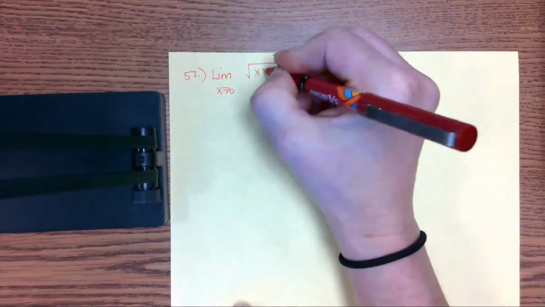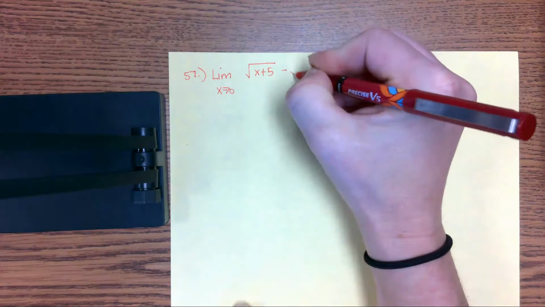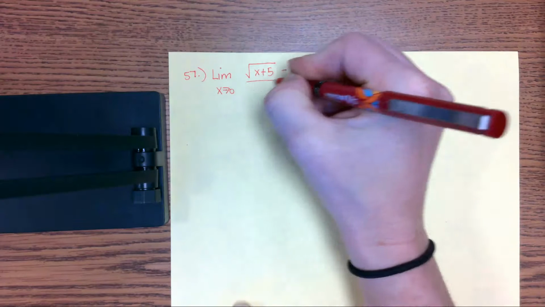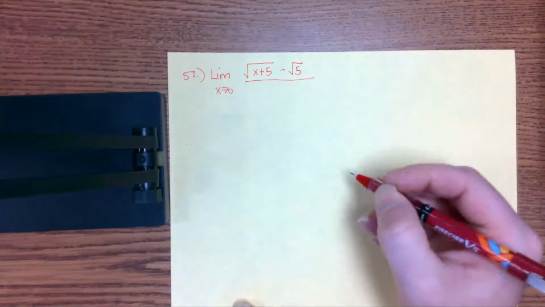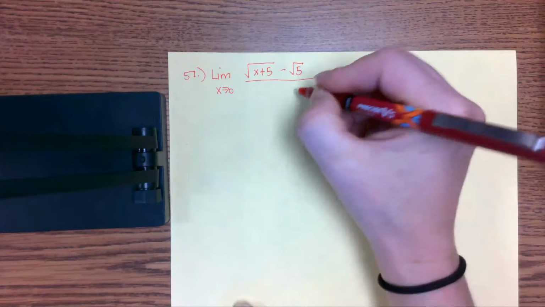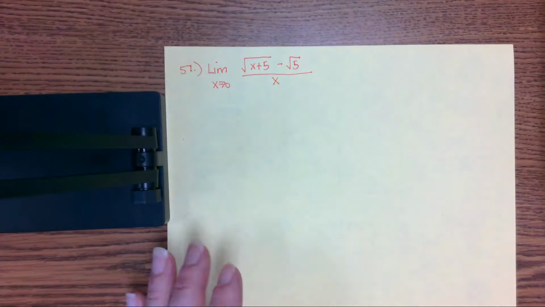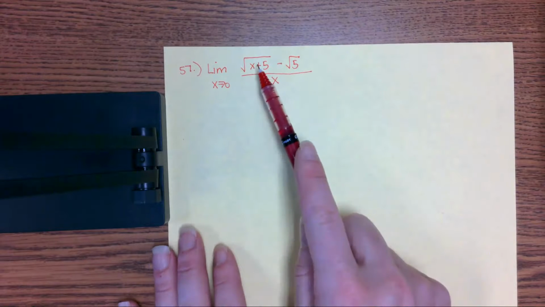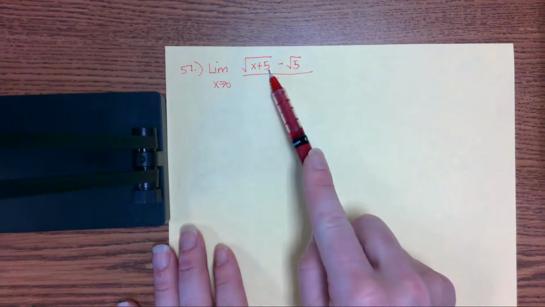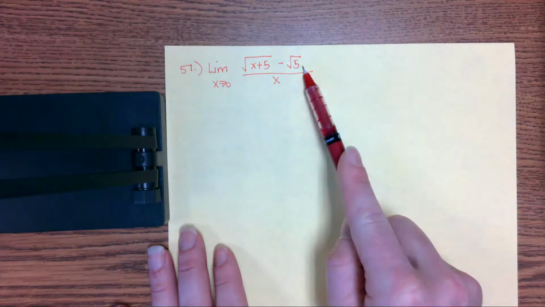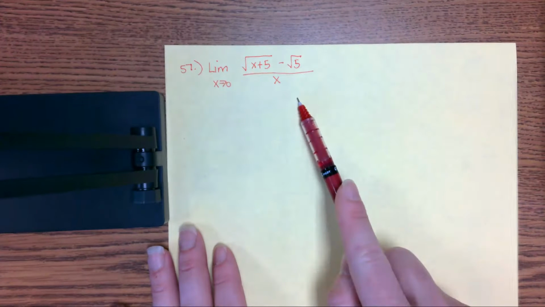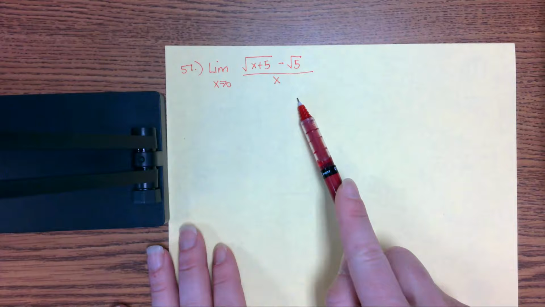The limit as x goes to 0 of the square root of x plus 5 minus root 5 over x. Okay. And then let's just verify that when we plug in 0, we get an undefined or improper form. So if I put 0 here, I'd have square root of 5, square root of 5 minus root 5 is 0. 0 over 0 is indeterminate, and that also tells us that we probably can remove it.